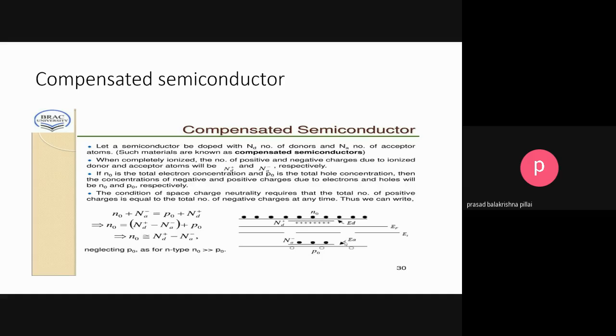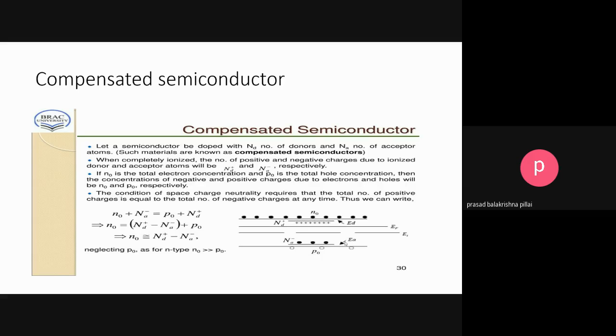One example I can think of is the pin diode. Have you heard of pin diodes? What is a pin diode? Where is it used? What does pin stand for? The middle region is intrinsic.